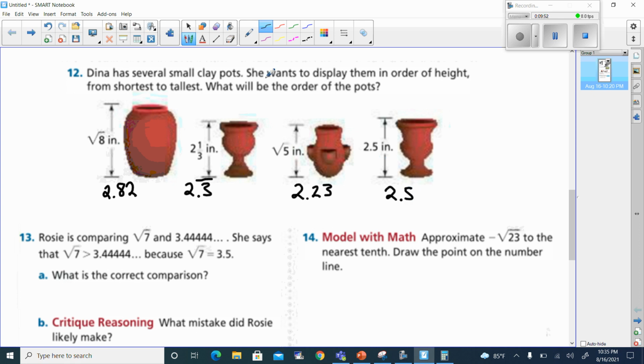That tells me in order, this would be the smallest pot. So let's see, the height from shortest to tallest. So this would be the shortest. So that would be number 1. I could put it over here, square root of 5. The second shortest is going to be 2.3 repeating. So that's going to be 2 1/3. Next one's going to be 2.5. And the last one looks like it's going to be square root of 8.